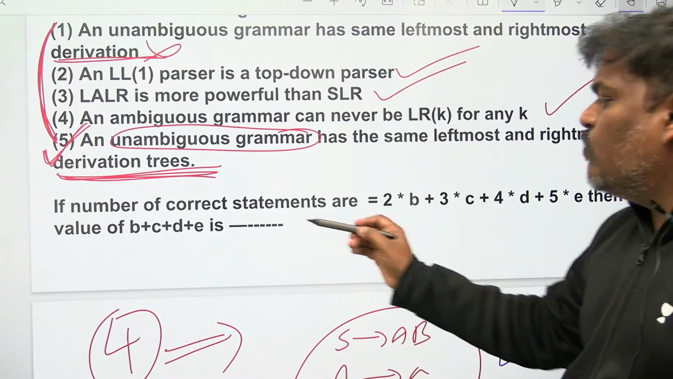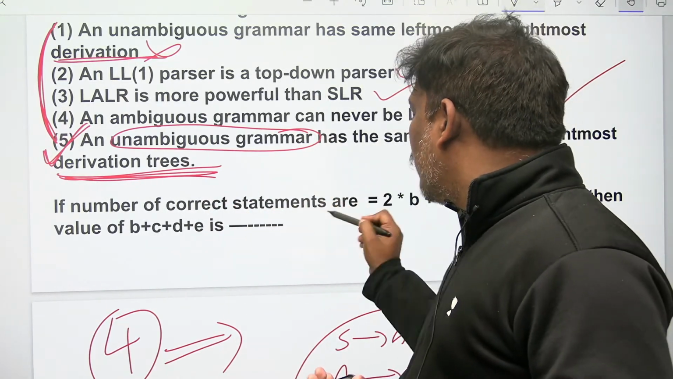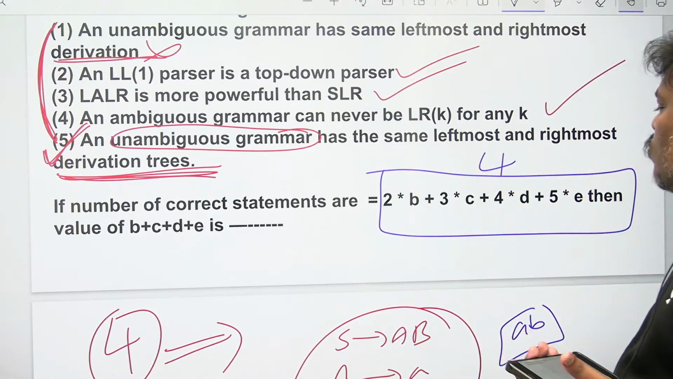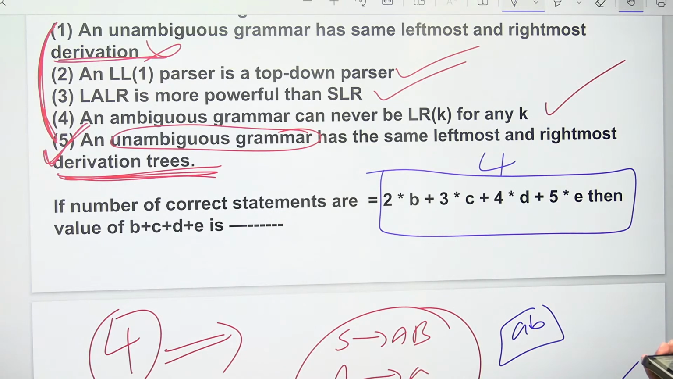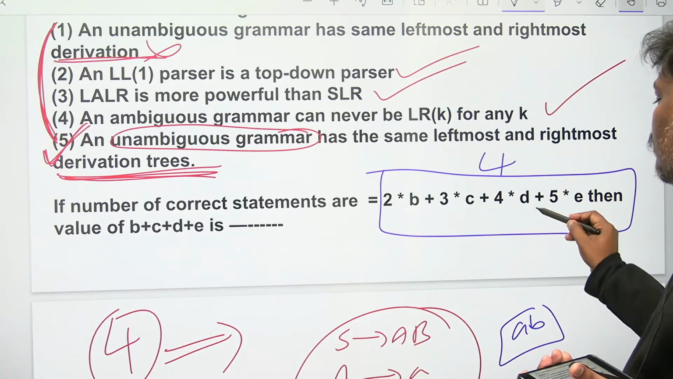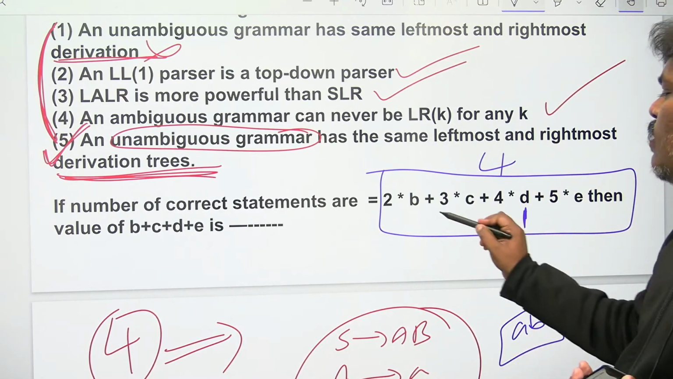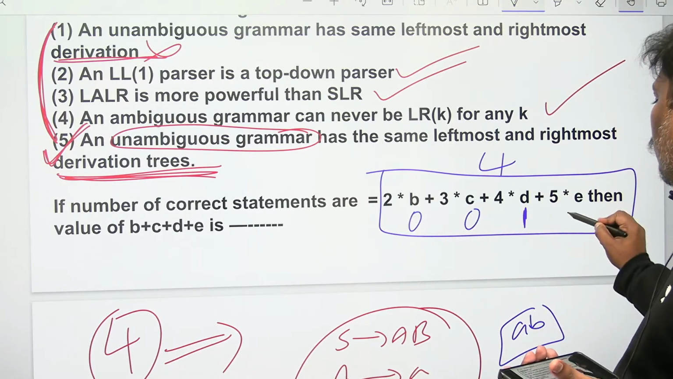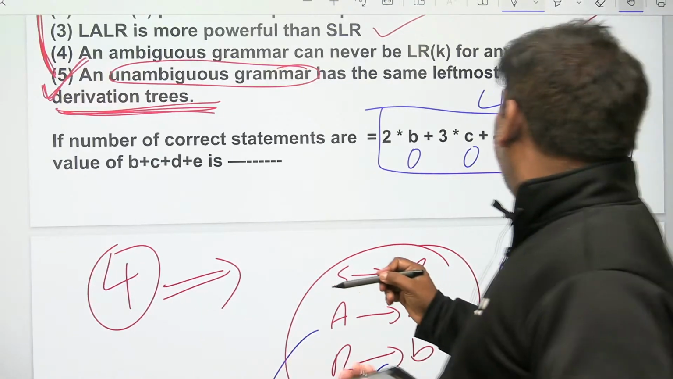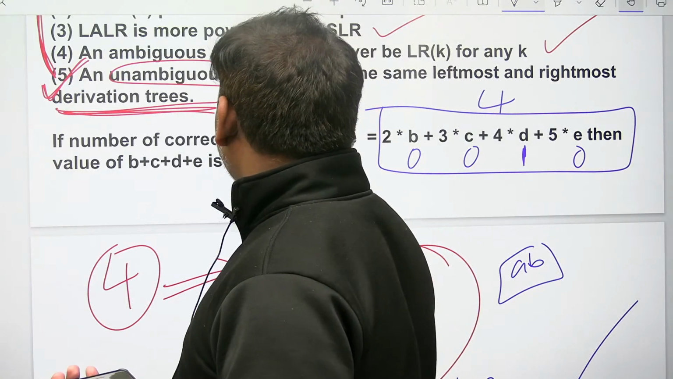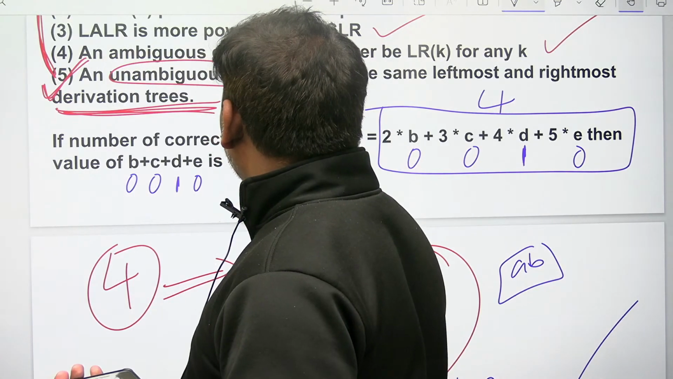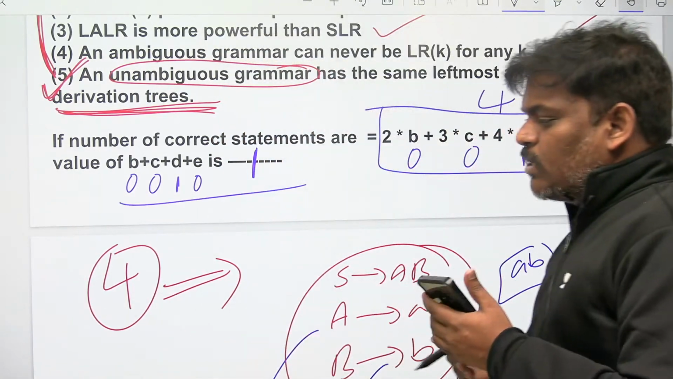So if the number of correct statements is 4, this should give 4. What should I take so that 4 comes? I think D is 1, B is 0, C is 0, E is 0. So finally the answer is: this is 0, this is 0, D is 1, this is 0. The answer is going to be 1. The total sum is 1.